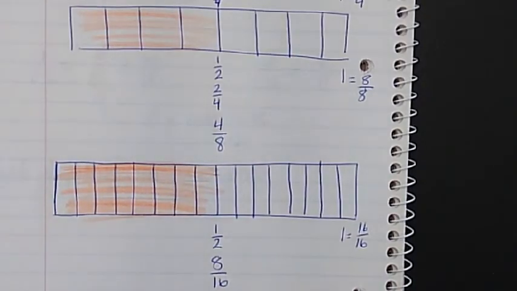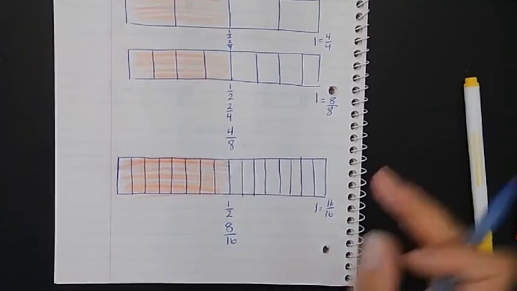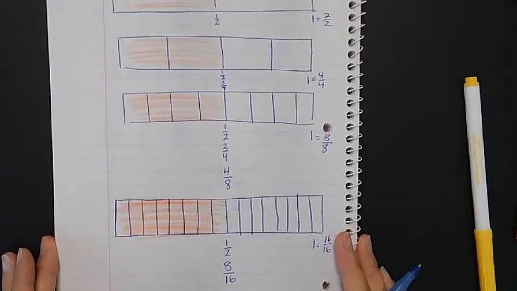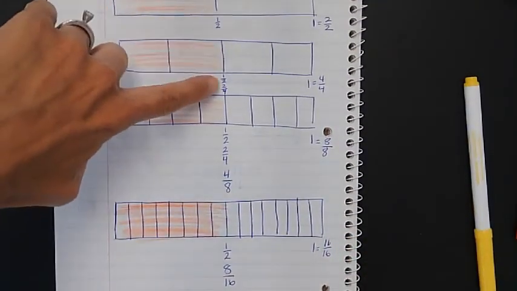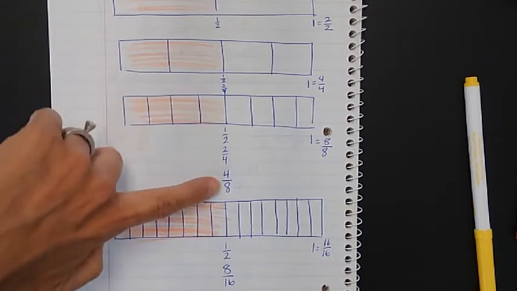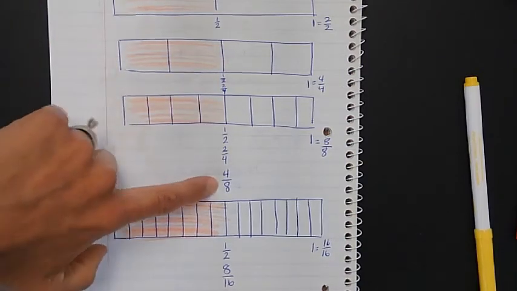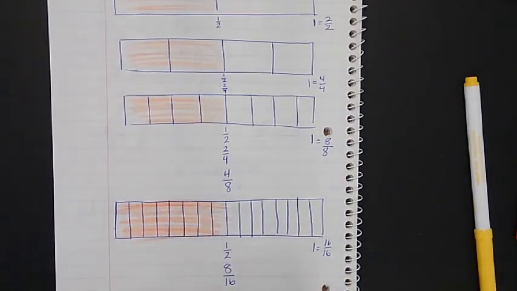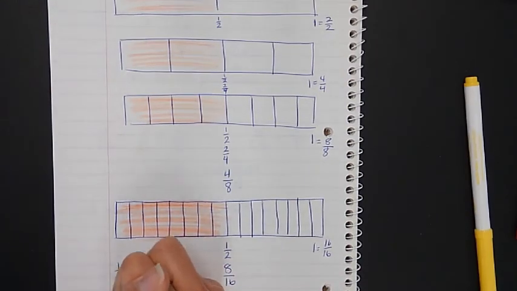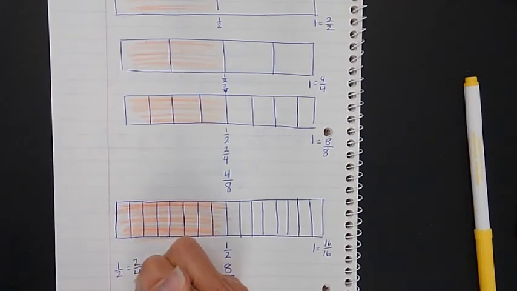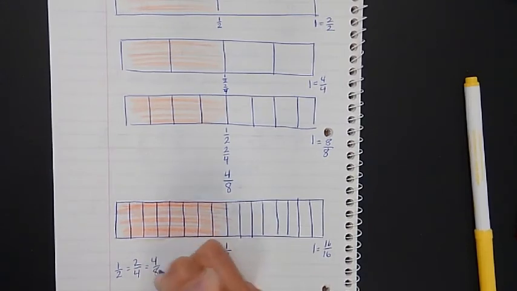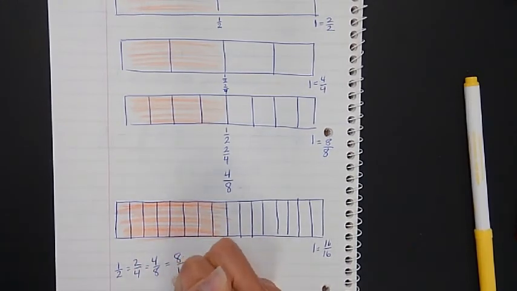So in looking at these fraction bars that I just drew, it's showing me that 1/2 is equivalent to 2/4, which is also equivalent to 4/8, which is also equivalent to 8/16. So I know that 1/2 is equal to 2/4 is equal to 4/8, which is equal to 8/16.